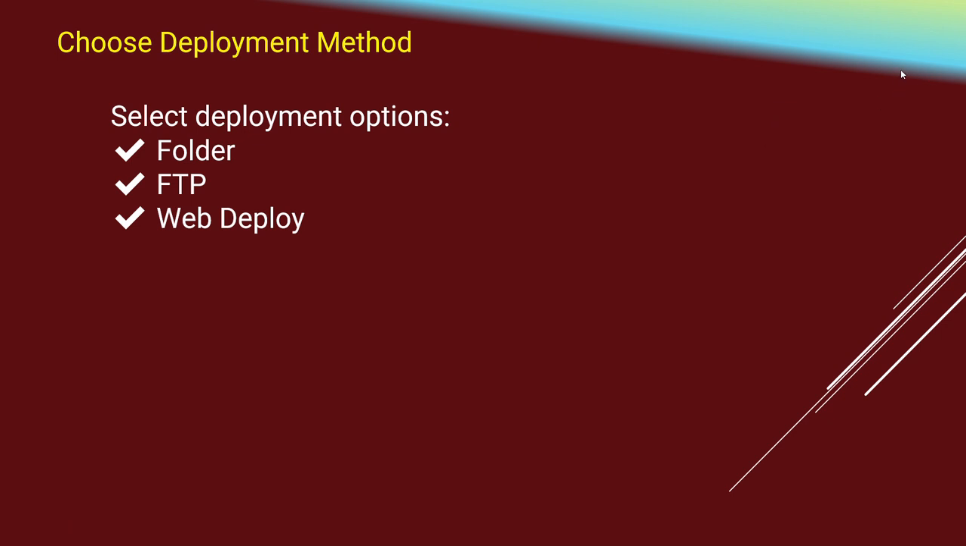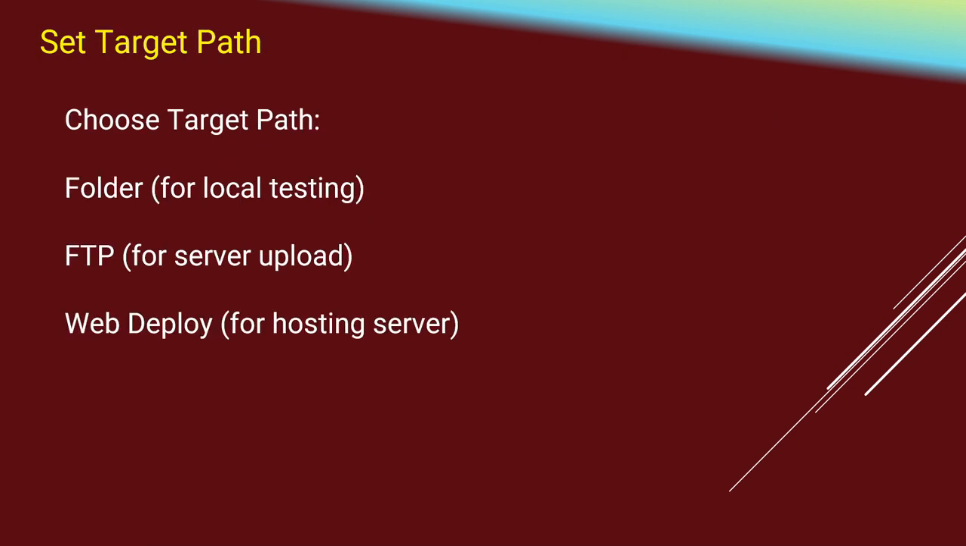Now, specify where to publish your site. If you choose folder, select the path where the files will be stored. If you chose FTP, enter the FTP details like the server address, username, and password. For web deploy, provide the hosting server's details.